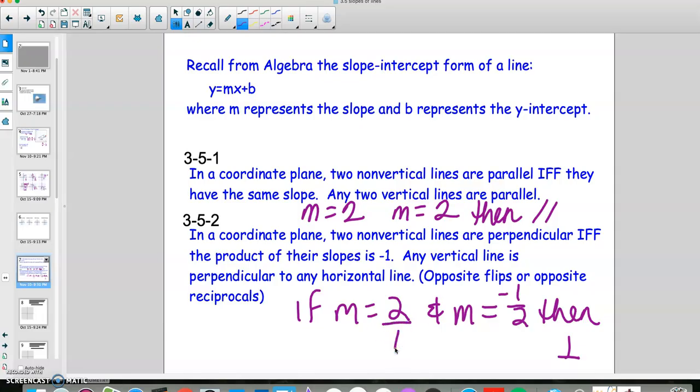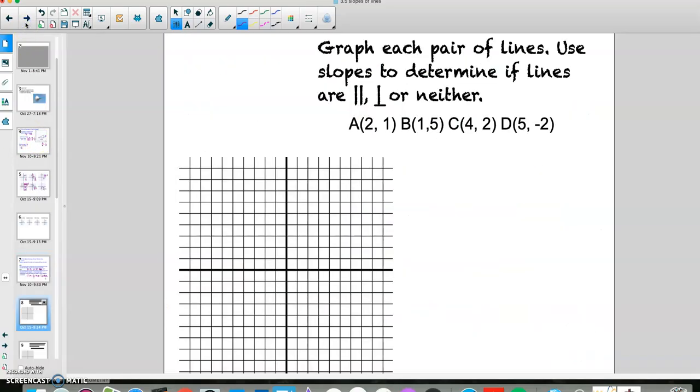The biggest mistake you make is that you flip it, you forget to do the sign, or you do the sign and you forget to flip it. You have to do both parts for it to be perpendicular. All right, so we're going to take some of our stuff from last year and we're going to graph something, and then we're going to tell if it's parallel, perpendicular, or neither. This will kind of go into next chapter to prove quadrilaterals and triangles, like if lines are parallel, etc.